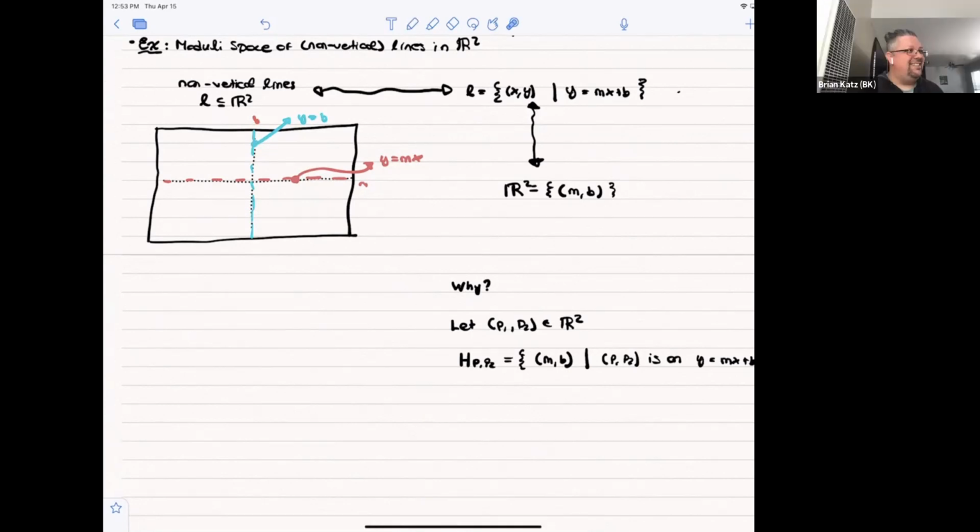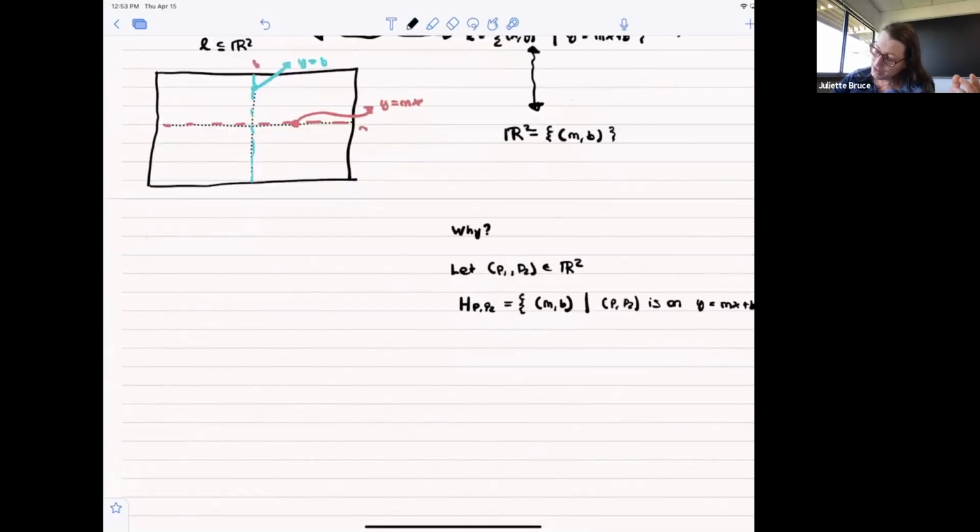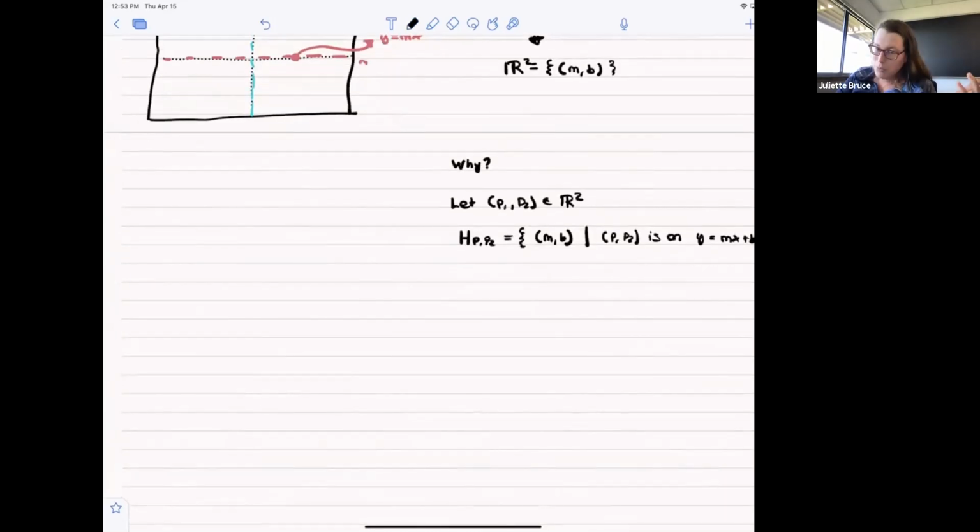Point slope formula line instead or something like that? Well, essentially, right. If P1, P2 is on the line mx plus b equals y, then when I plug in P1 for x and P2 for y, the equation better hold. That's what it means to be on the line. So this is exactly the set of (m, b) where P1 times m plus b equals P2.